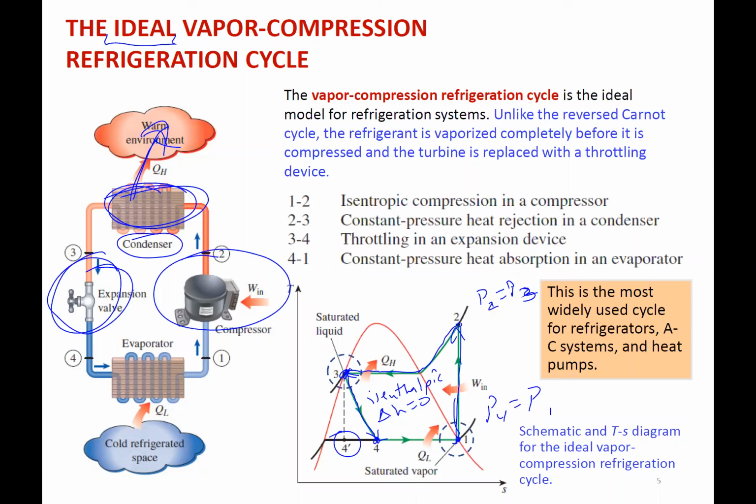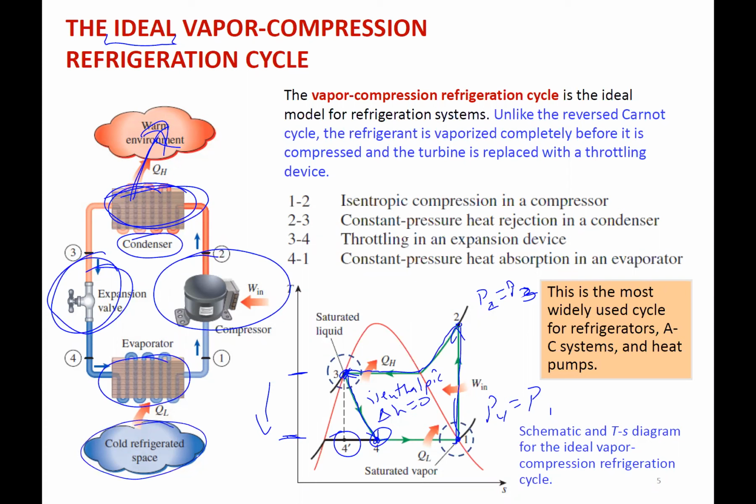Here's pressure 4 and 1. We drop the pressure, and by dropping the pressure down to here, we drop the temperature significantly, right? We just dropped it by that much. Okay, so we dropped the temperature so much that the temperature here is lower than our refrigerated space.